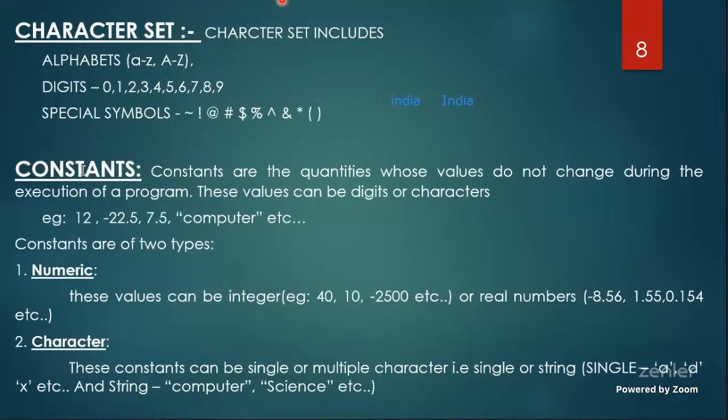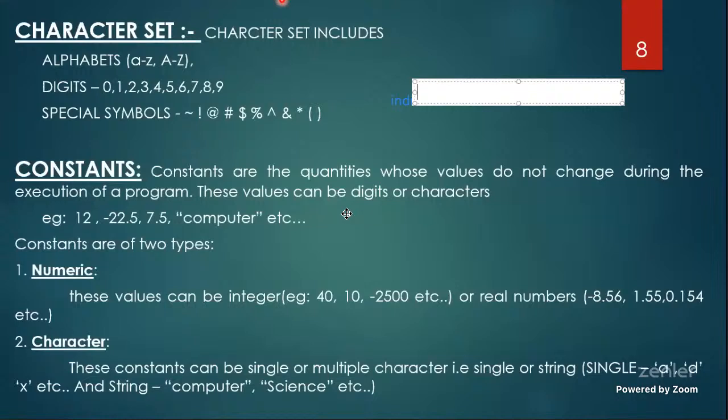So in the same way, when you make a variable constant, that variable's value will not change during the execution of the program. For example, these values can be digits or characters. Example: 12. You might have assigned a value to the variable. Variable means nothing but, don't worry about what a variable is, and don't think too much.